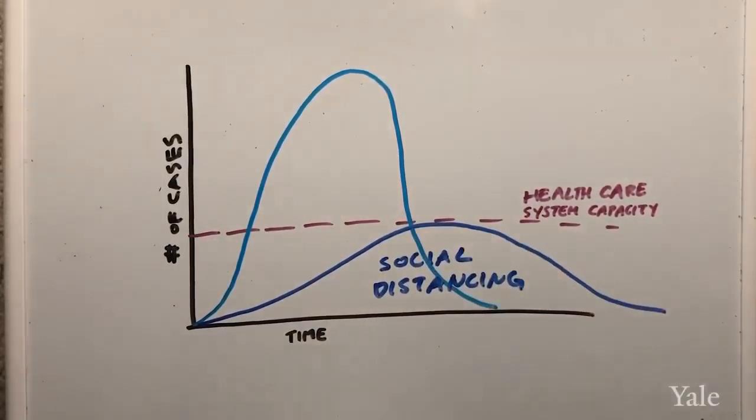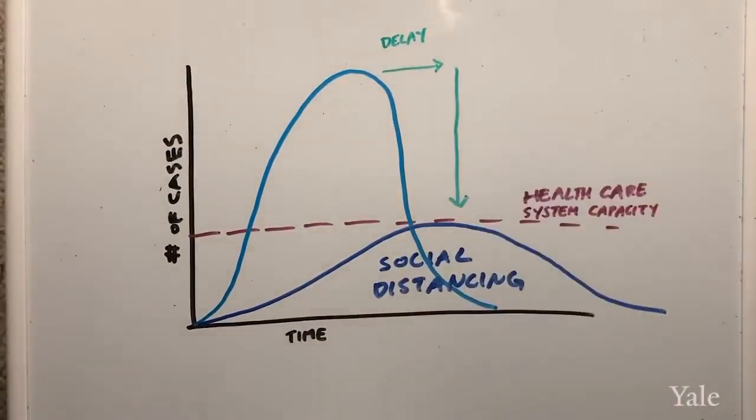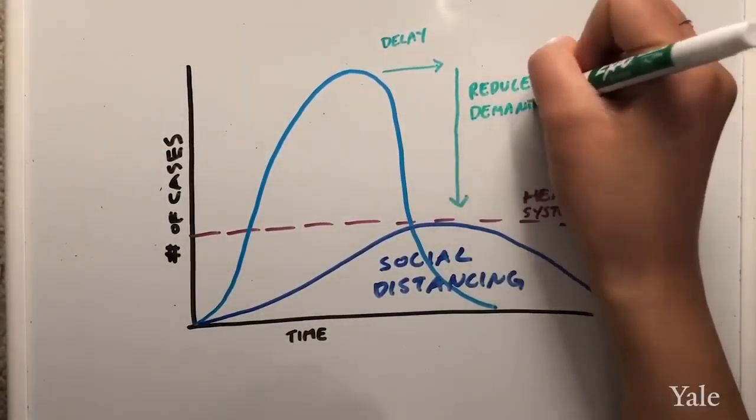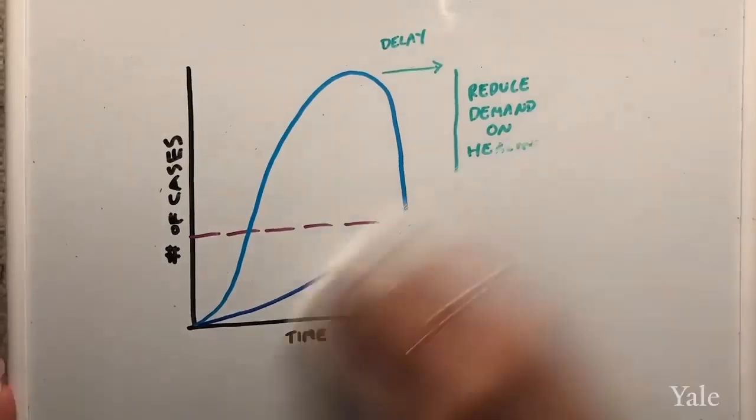But if everyone stays home, we can delay the number of cases over time and help keep the healthcare system from oversaturating so we can help as many people as possible.